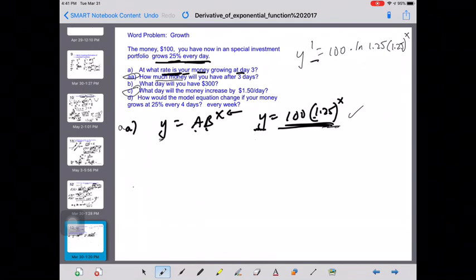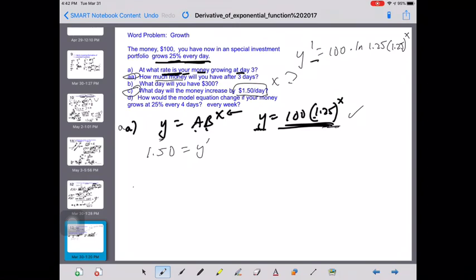So in the next question, part C, what is it asking for? What day, meaning you're going to be solving for the x, will the money increase by a certain rate? So if you notice the units, this is a rate unit, $1.50 per day. So that means 1.5 is actually equal to your y prime. It is the slope, it is the rate. So we're going to substitute 1.5 into the y prime.